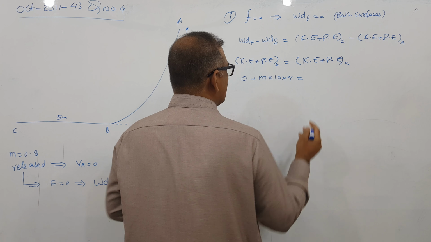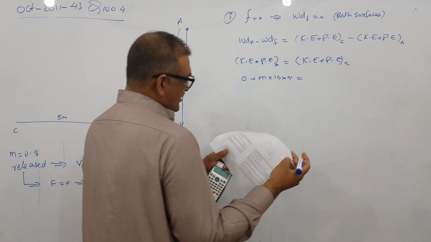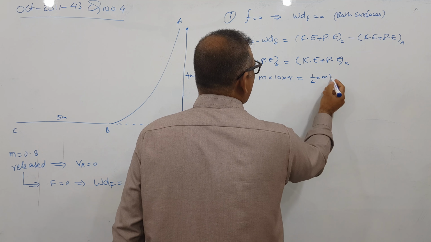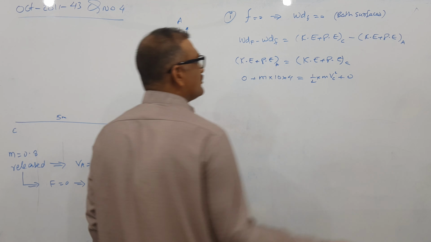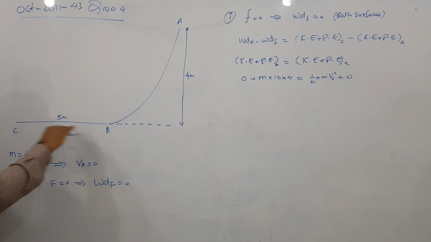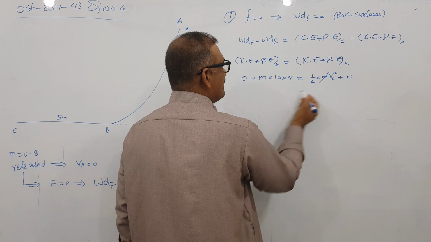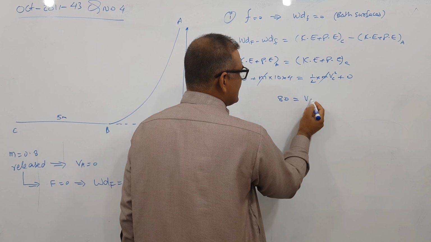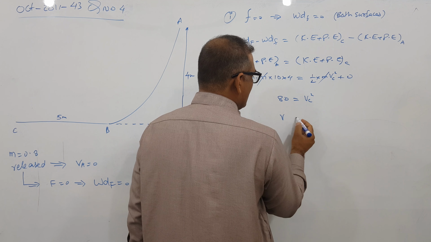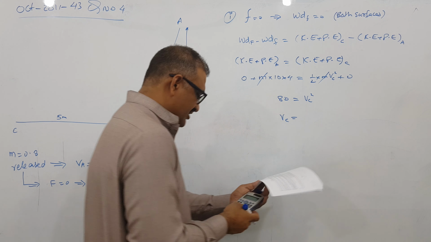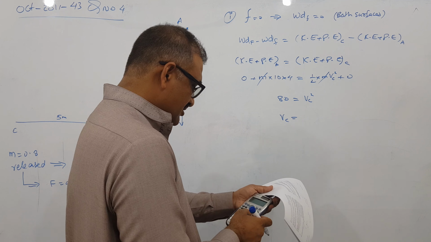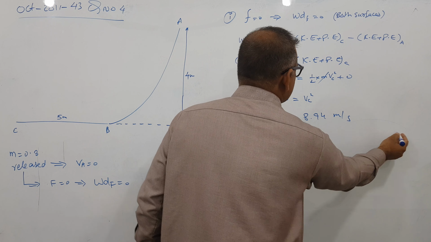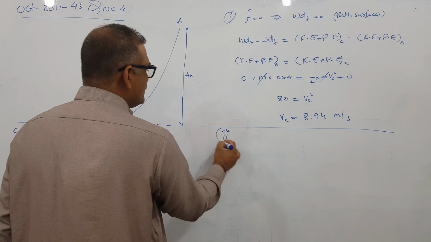The question asks us to find the speed at C. So half m vC squared, plus 0, because the height is at ground level. The mass cancels on both sides, so 40 times 2 gives 80, which equals vC squared. Taking the root of this gives the answer: root 80, which is 8.94 meters per second. That's it, first part over.